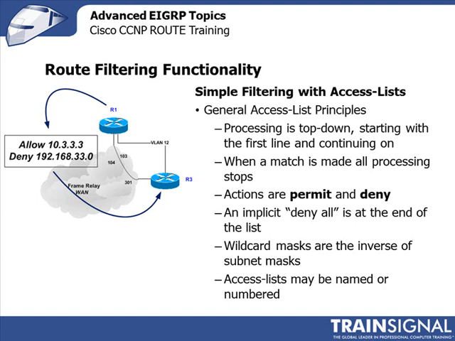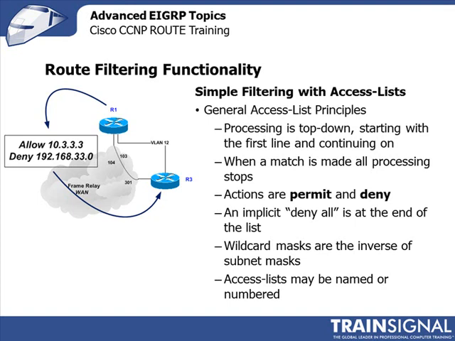First, you have to remember some general principles regarding how access lists operate. First, processing is top-down, much like it is in programming. It starts with the first line, then it goes to the second line, and so forth and so on. If a match is made, processing stops. So if the first entry is matched, it just stops. It's not going to go through the rest of them. If the third is matched, it's not going to go through the succeeding ones. It's a very simple match and then response.